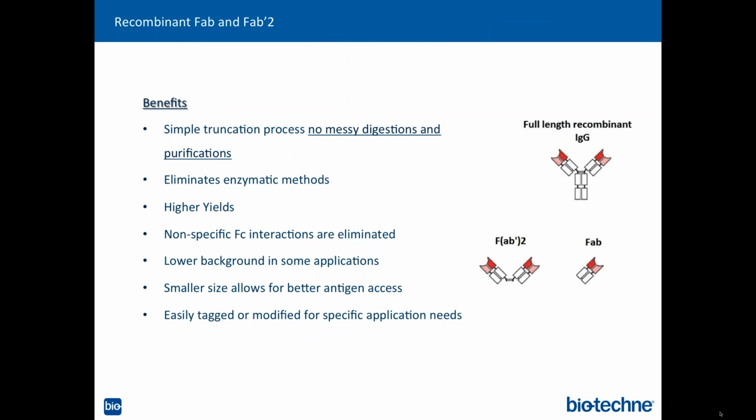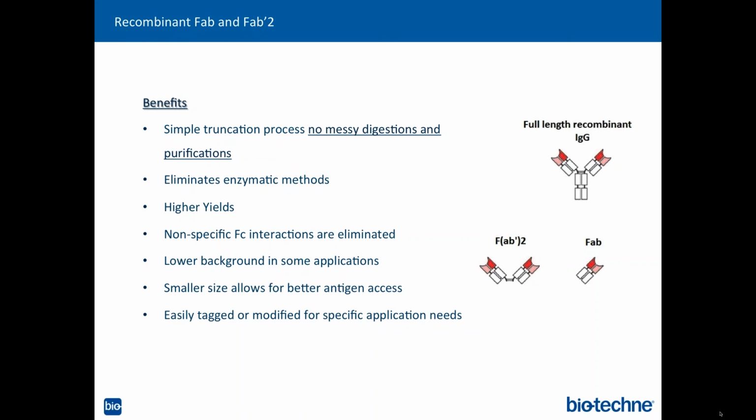So then we started addressing our project of making FABs and FAB'2s in recombinant. We've gotten a lot of customer requests over the years for FABs, FAB'2s. The traditional way is making these by enzymatic digestion, and any of you who have ever tried to do that know how difficult and daunting that can be. You have tremendous losses. It's never really an absolutely clean result at the end, and it can be highly frustrating. So we've eliminated the enzymatic method, going in a recombinant way. We were getting higher yields in the end.